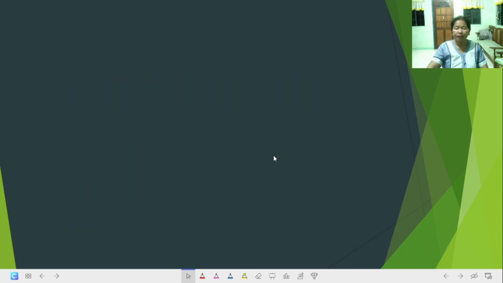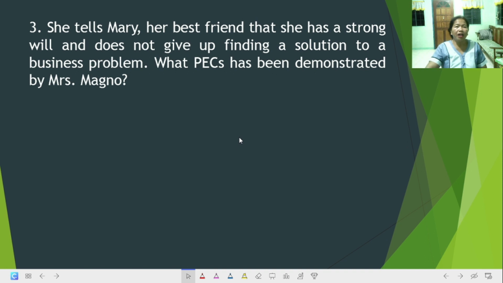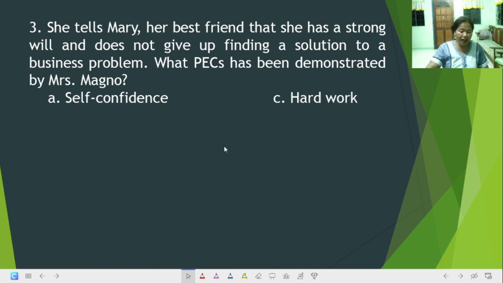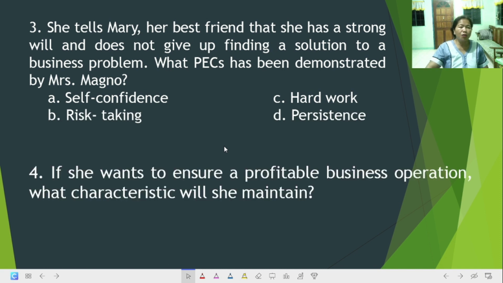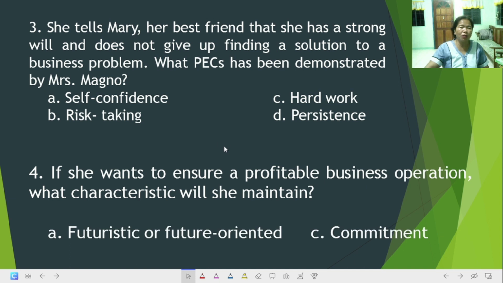Next. She tells Mary, her best friend, that she has a strong will and does not give up finding a solution to a business problem. What PECs has been demonstrated by Mrs. Magno? Letter A, self-confidence. B, risk-taking. C, hard work. D, persistence. Number 4, if she wants to ensure a profitable business operation, what characteristics will she maintain? A, future-oriented. B, opportunity seeker. C, commitment. And D, goal-oriented.